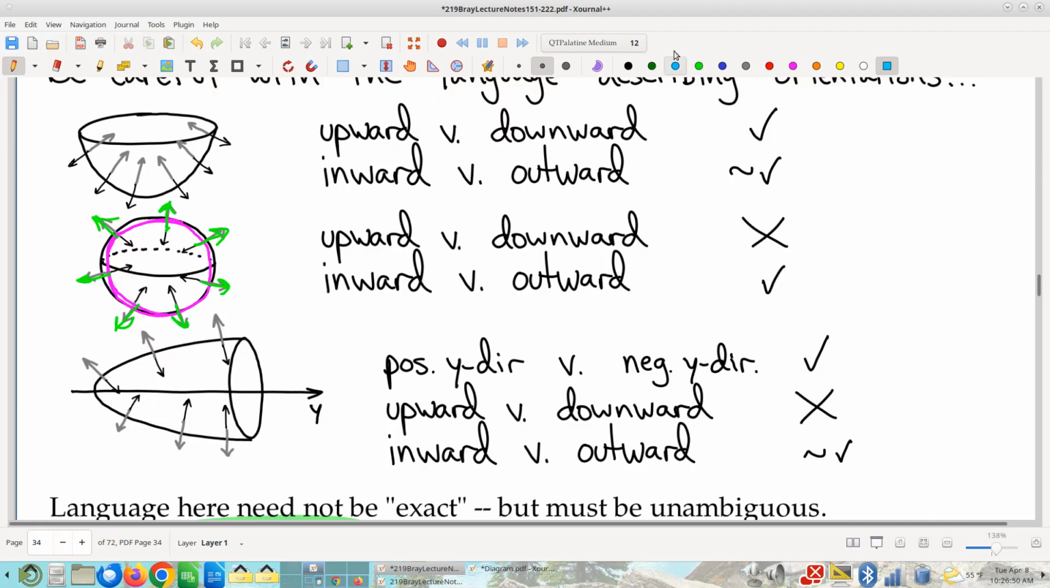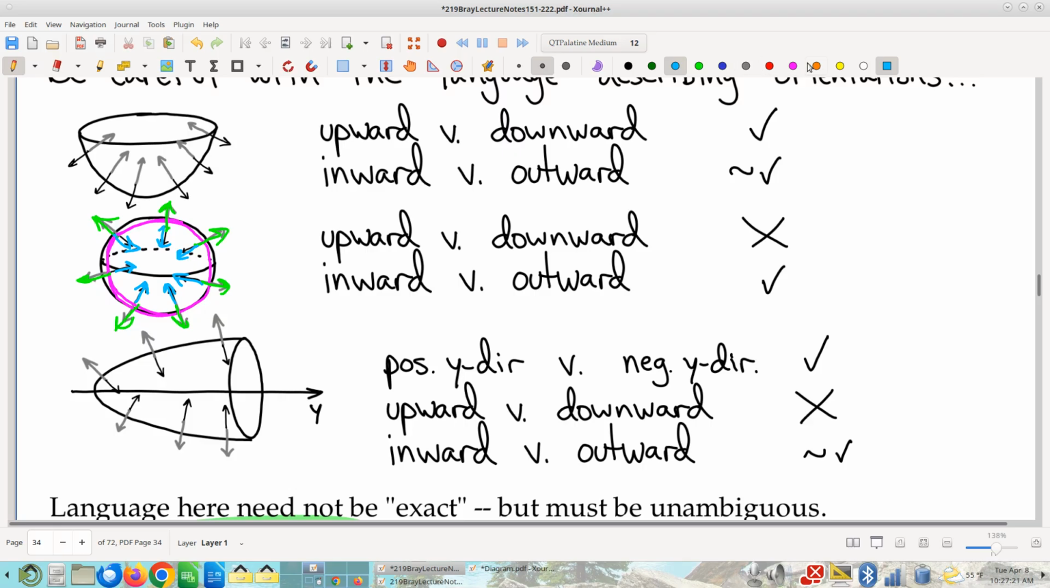Okay, there's that green one, and then there's this blue one. Wish I were faster. Okay, again, two orientations, two different directions through the surface that you can choose. Can I use the same language that worked out so well above? Can I call these two upward and downward? And I claim no. That's terrible. Upward, I don't even know what upward would mean.